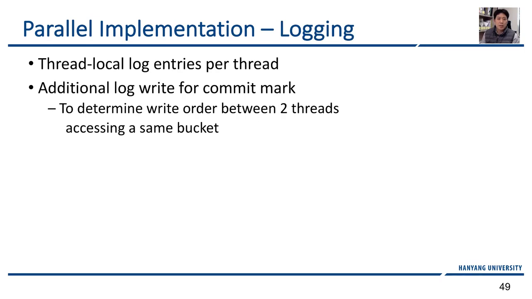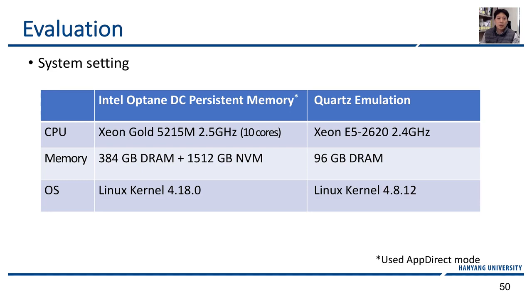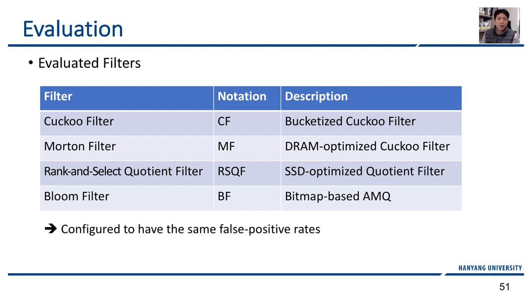For logging, we need each thread to have its own log entries. Moreover, we need to make each thread write an explicit commit mark in the log so that we can determine write order between two threads accessing the same bucket. Now let me show how we evaluate AniFilter on MVM. We use Intel Optane DC persistent memory as well as Quartz emulation for the evaluation. We evaluate AniFilter and 4 other filters: Cuckoo filter, Morton filter, rank and select quotient filter, and Bloom filter. To the best of our knowledge, these are all state-of-the-art approximate filters.